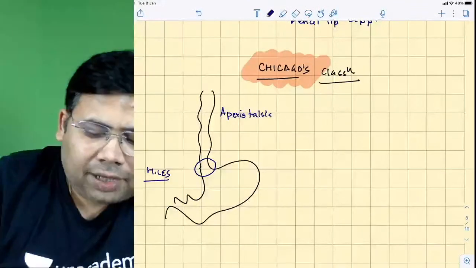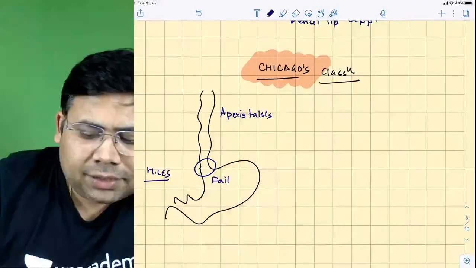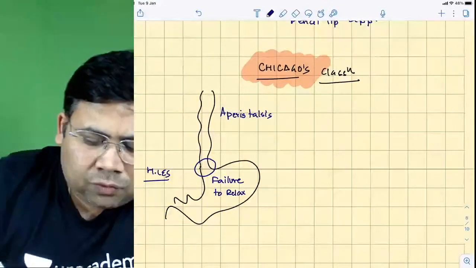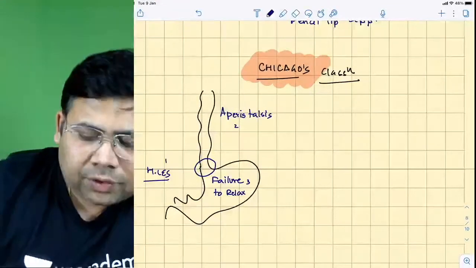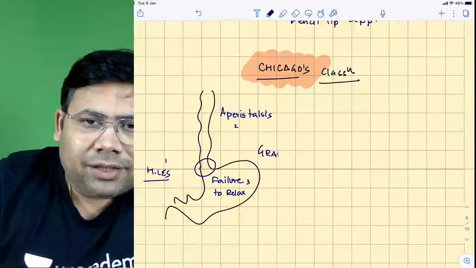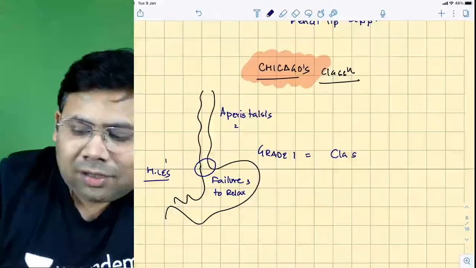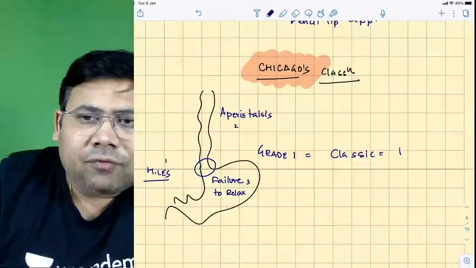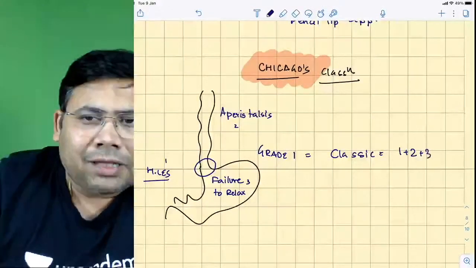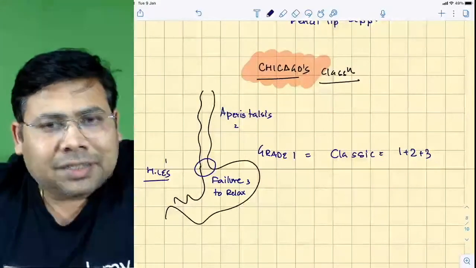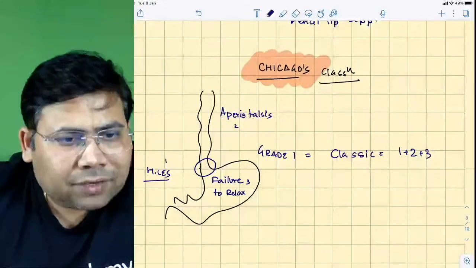Aperistalsis, and therefore there is failure to relax. So, failure to relax. Yes. So, 1, 2 and 3. This is grade 1 achalasia. What is grade 1 achalasia? This is the classic type of achalasia, 1 plus 2 plus 3. So, aperistalsis, hypertensive LES and failure to relax.